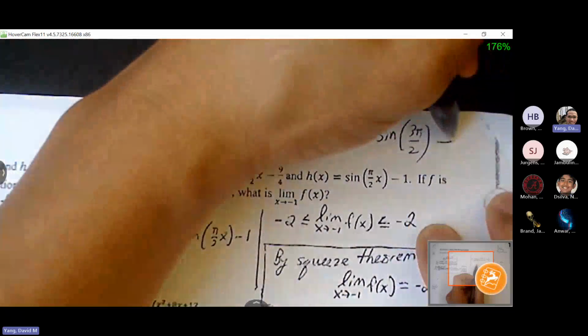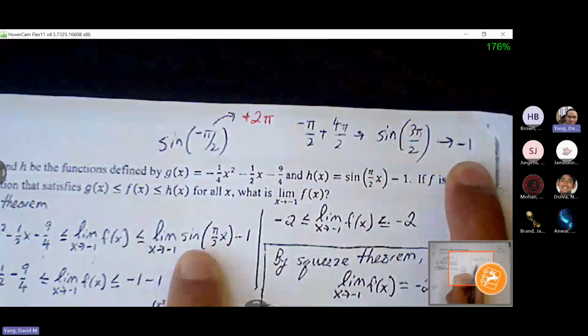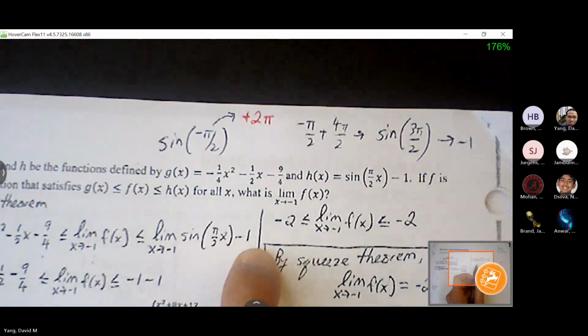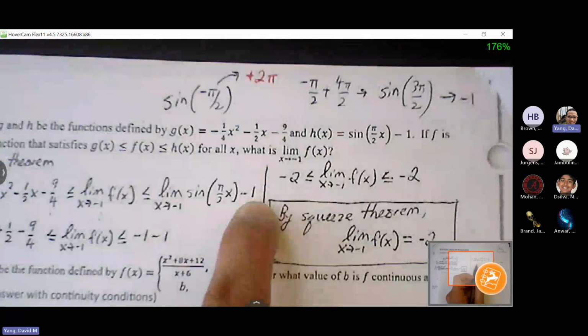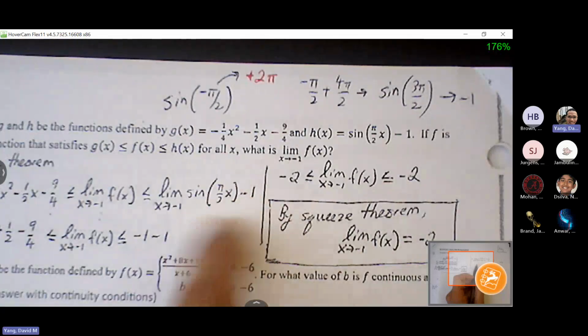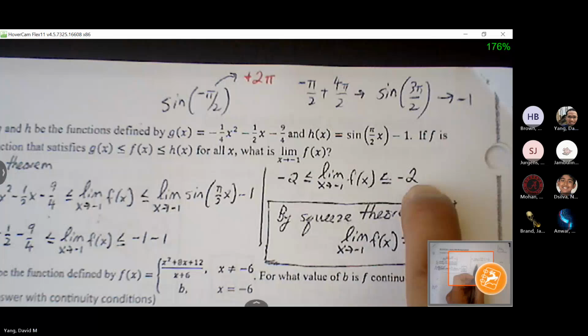So now sine of 3 pi over 2, we should be able to recognize this, that the unit circle value here is -1. And if this is -1, I also have a -1 that follows after that. So -1 minus 1 is -2. So there's my -2.